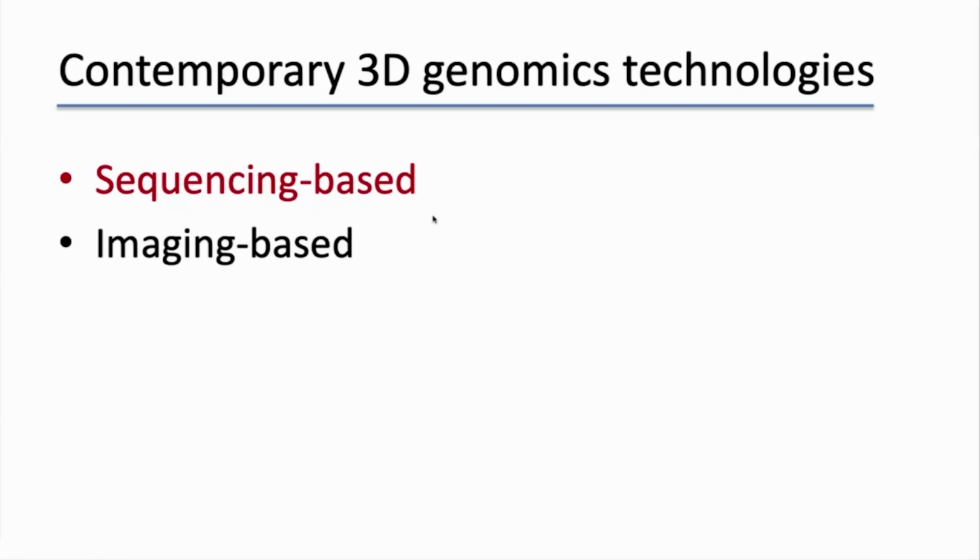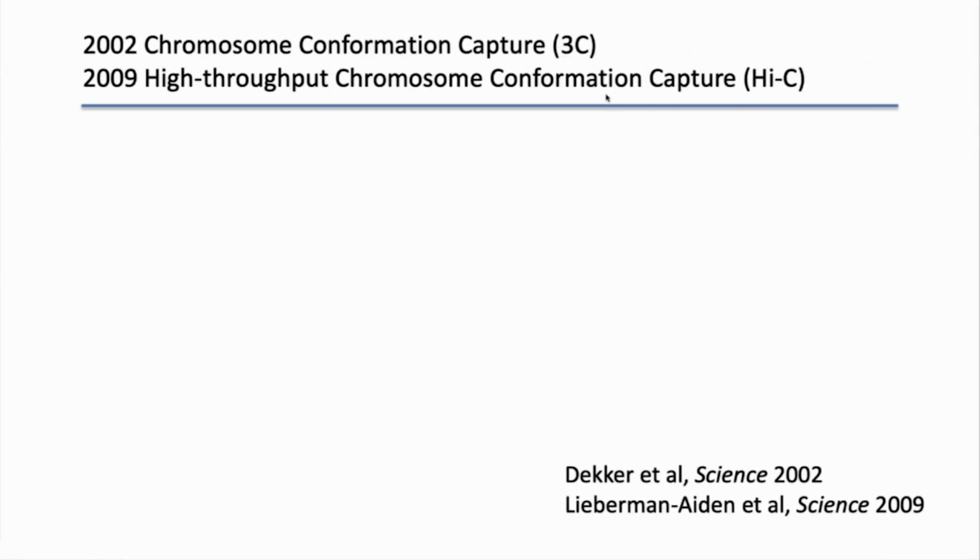And when talking about the sequencing-based technique, one must talk about the Hi-C technique or high-throughput chromosome conformation capture developed by Professor Job Dekker and team, because this technique really opened up the field of contemporary 3D genomics. So Hi-C aims to map pairwise chromatin contact throughout the whole genome. And this is how it does it.